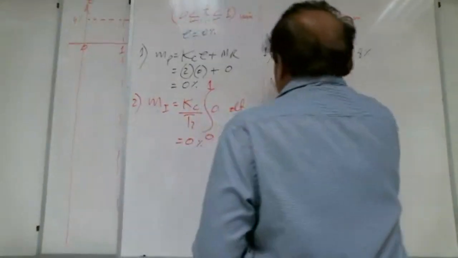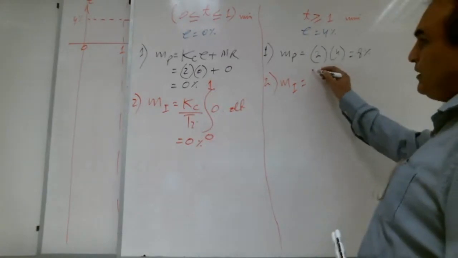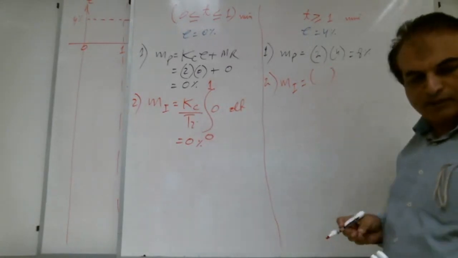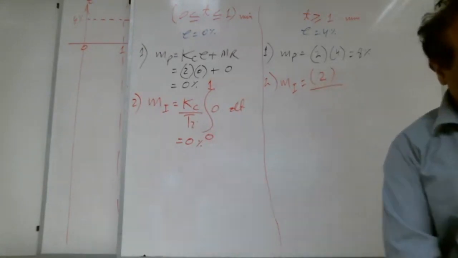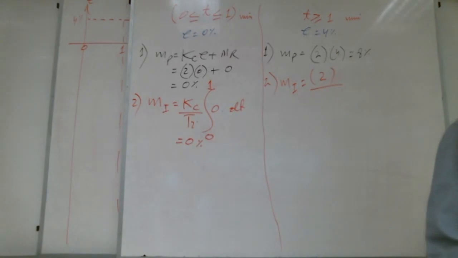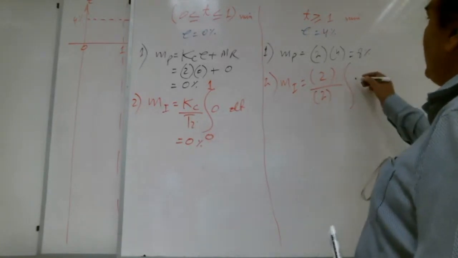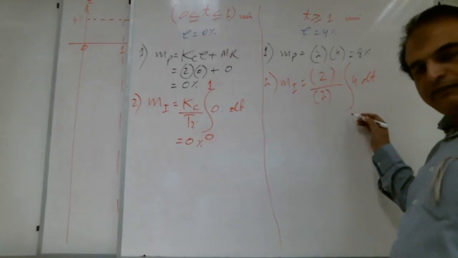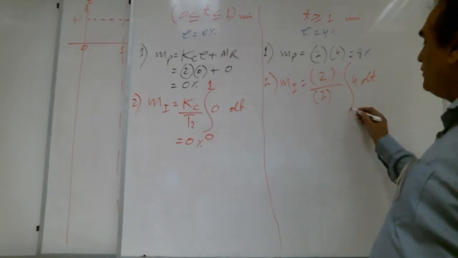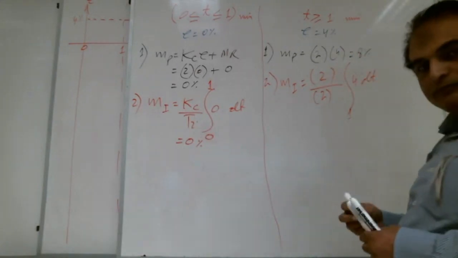Okay, same step we are going to do here for MI. How much is KC? 2. How much is TI? 2. Integral of error 4 dt. What is T1 here? 1. And T2? T, because we still don't know it.